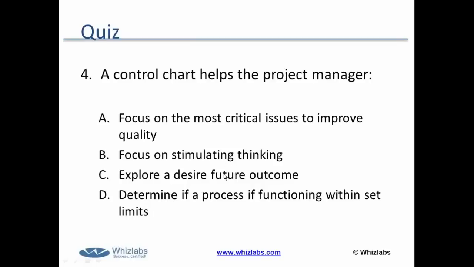Focus on stimulating thinking and explore a desired future outcome is about cause and effect. How are you thinking? What are the identifying causes? B and C are about the cause and effect diagram. What are the factors? And what is the desired future outcome? What is the output? Those are called the fishbone diagram. Determining if a process is functioning within a set limit is the purpose of the control chart. I hope you will agree with that.